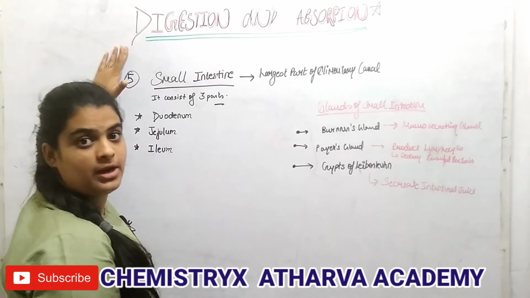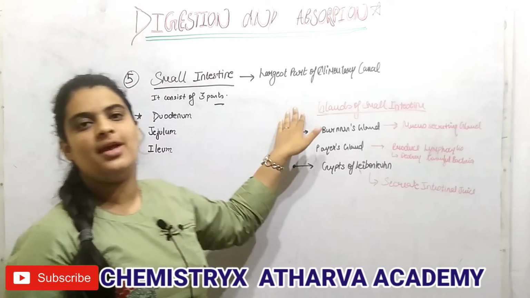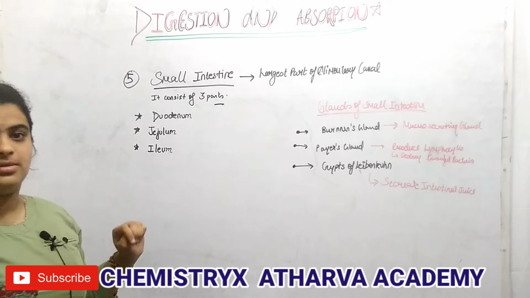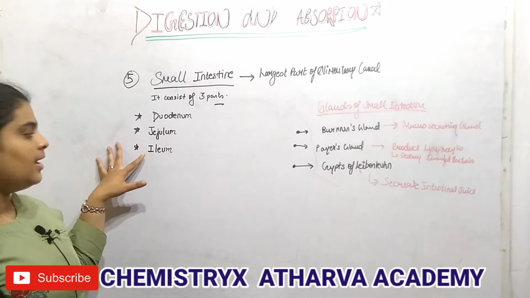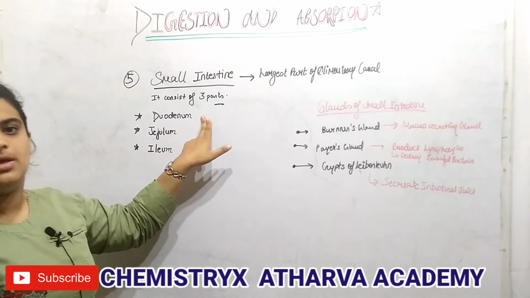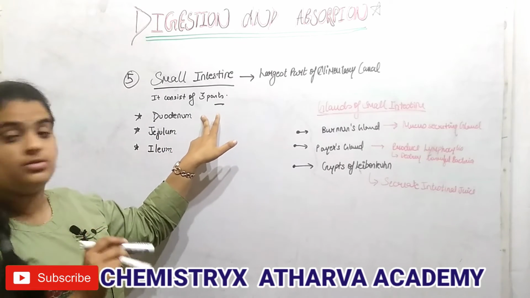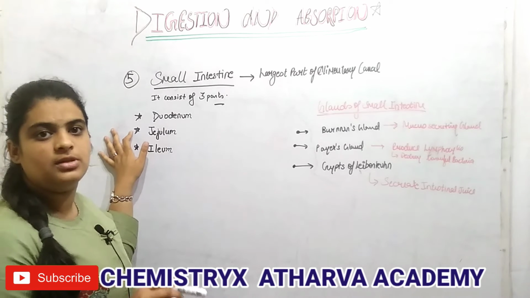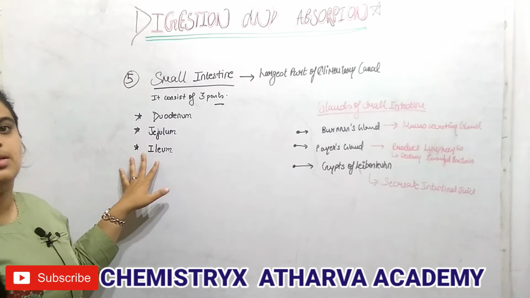Now fifth is the small intestine. The small intestine is known as the longest part of our alimentary canal. It consists of three parts known as duodenum, jejunum and ileum. The duodenum is where the stomach ends. Jejunum is the middle part of the small intestine where mostly the food is absorbed, and third is ileum.